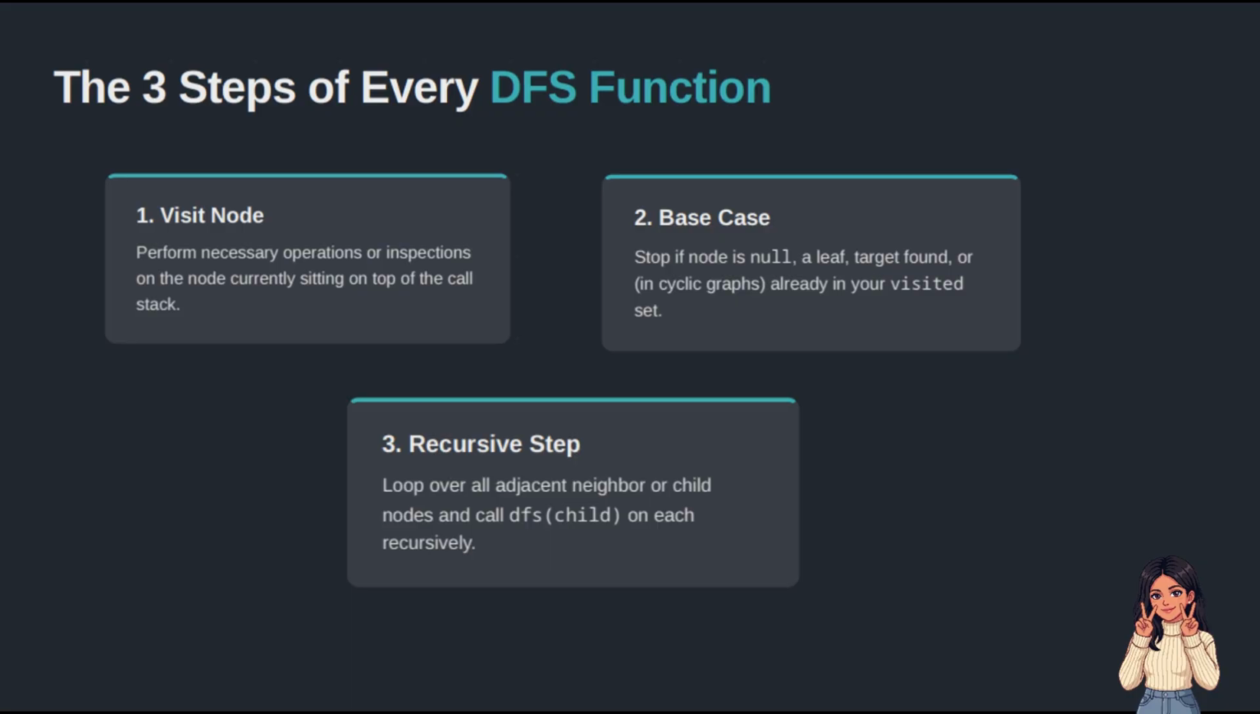Recursive step. Loop over adjacent neighbors or child nodes and call DFS on each one recursively. Because recursion lives on the call stack, the computer automatically remembers every parent node you came from. When a recursive call reaches a dead end, that call finishes, pops off the stack, and seamlessly backtracks to the parent node so you can explore the next child branch.